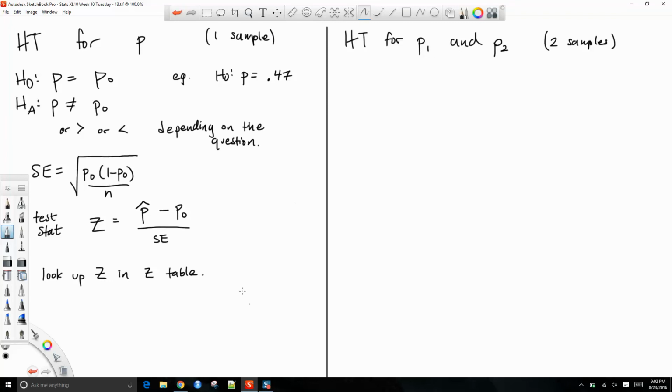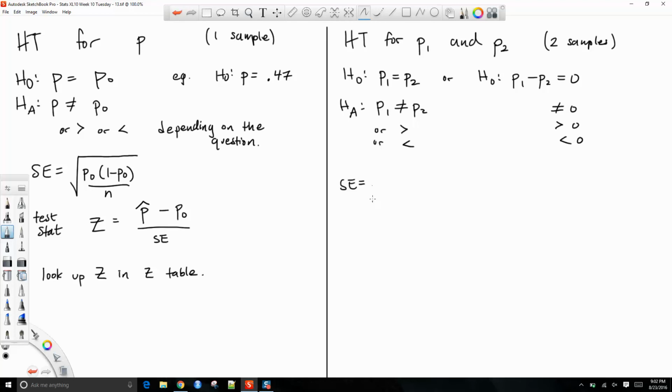Okay, look up z in the z table. Over here, the null hypothesis is P1 is equal to P2, or it can also be written as P1 minus P2 is equal to 0. And then the alternative is either P1 does not equal P2, or is greater than, or is less than. Or you've got not equal to 0, or greater than 0, or less than 0.